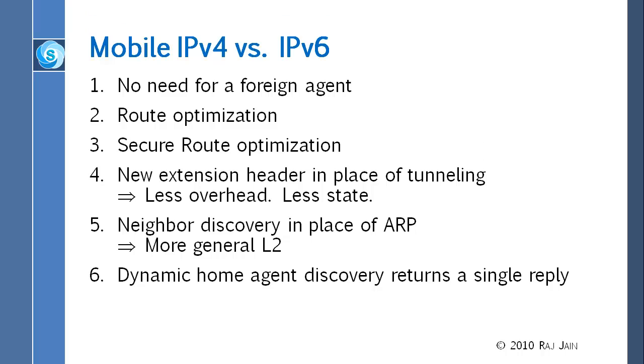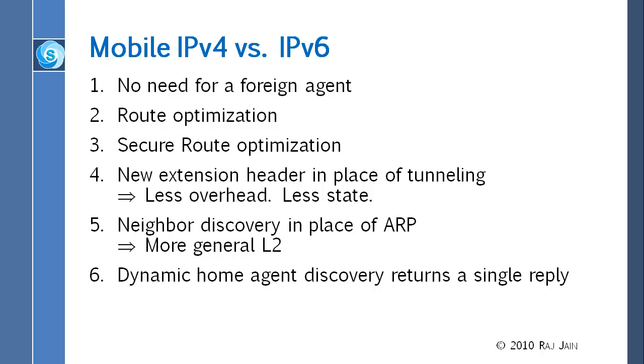The second thing is route optimization. You do not have to send everything through the home agent, because then everything is triangular. If your correspondent is next to you, you can go directly. Now it turns out that all of these optimizations can be extended to IPv4. So it's not that IPv4 is missing something. It's just that they're discouraging these extensions to IPv4, so that IPv4 basically goes away and there is a reason for IPv6 to come up.